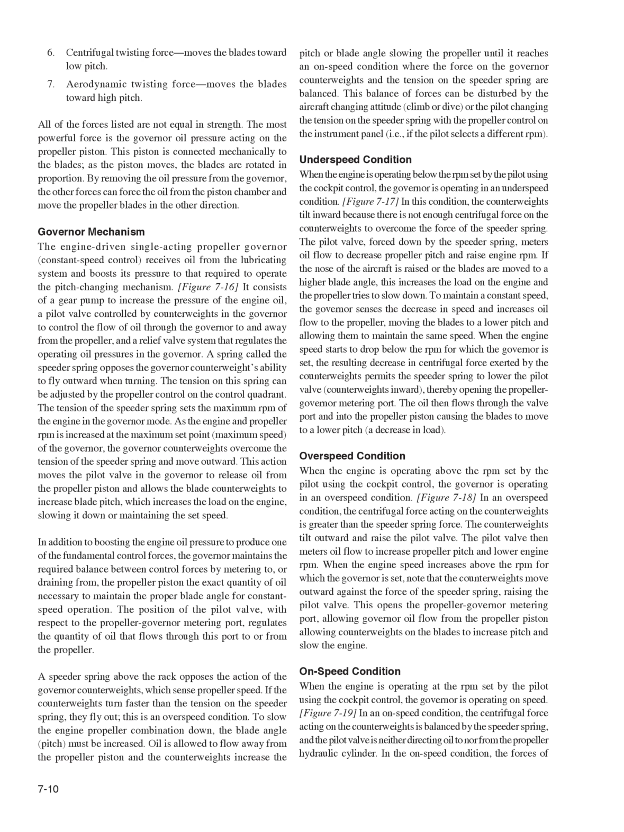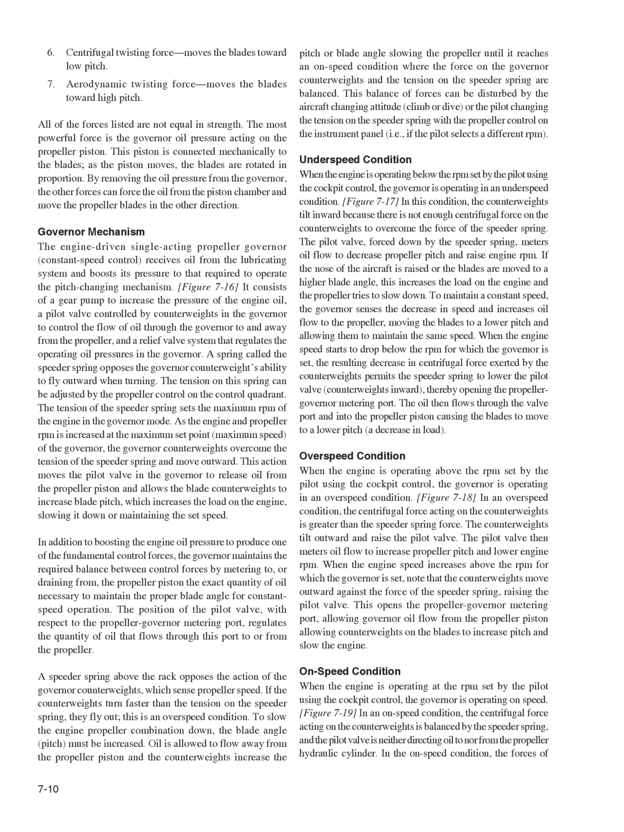Overspeed condition: when the engine is operating above the RPM set by the pilot using the cockpit control, the governor is operating in an overspeed condition. Figure 7.18, in an overspeed condition, the centrifugal force acting on the counterweights is greater than the speeder spring force. The counterweights tilt outward and raise the pilot valve. The pilot valve then meters oil flow to increase propeller pitch and lower engine RPM.